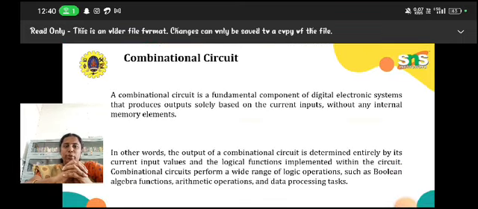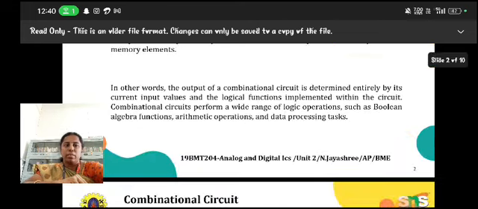A combinational circuit is a fundamental component of digital electronic systems that produces output solely based on the current inputs without any external memory elements. In other words, the output of the combinational circuit is determined entirely by its current input values and logical functions implemented within the circuit.